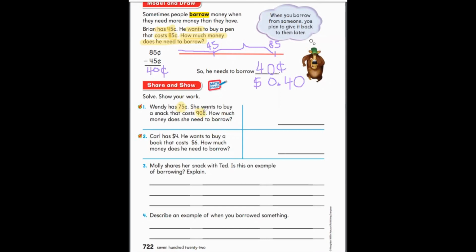That was my circle the numbers. Now, underline the question. How much money does she need to borrow?